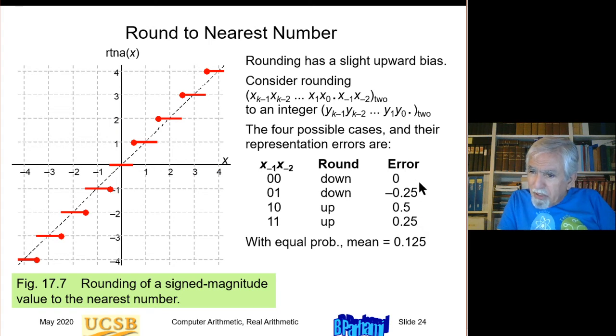If you average out these errors, assuming that these 4 cases occur with equal probability, then you have this slight upward bias of the error. The average error is not 0, but it's 0.125. And therefore, over the course of long computations, the errors are biased. They don't cancel each other out, but you always go up in values because of that bias. It would be nice if we did not have that bias.